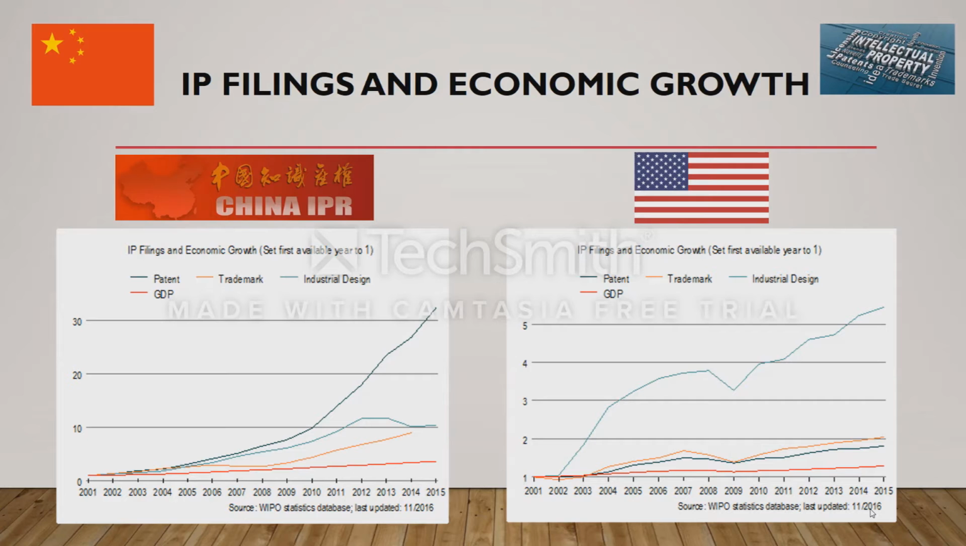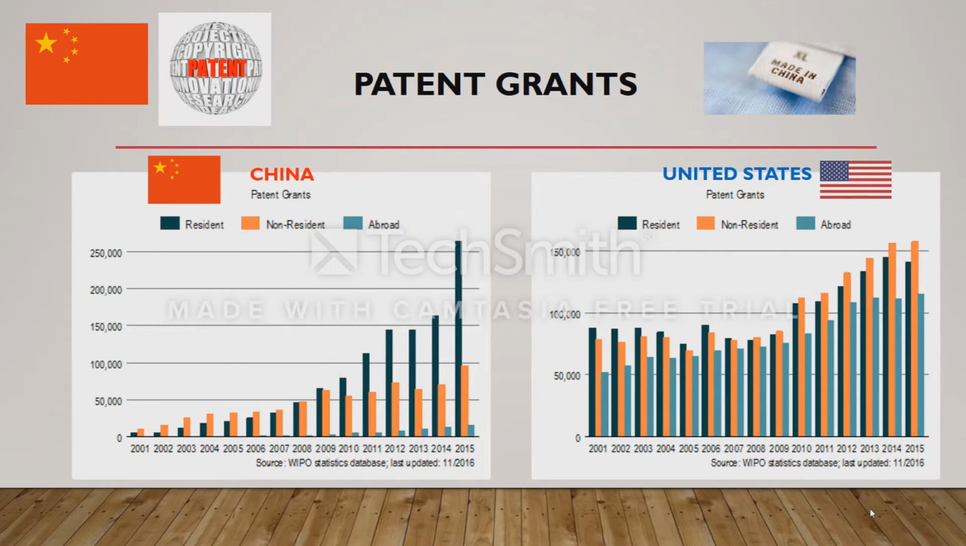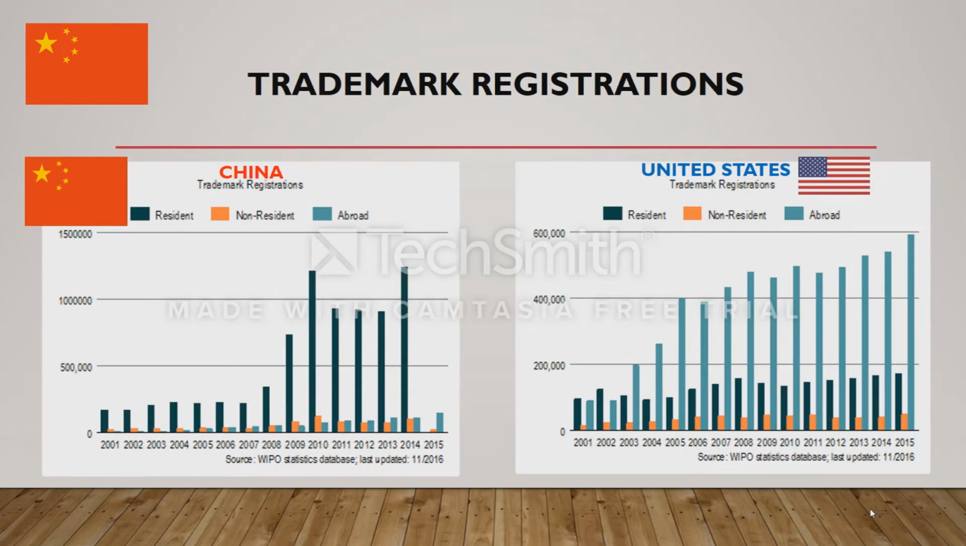Patents have significantly increased over the past 15 years in China, while in the United States, industrial design has seen increased growth over patents. Furthermore, resident patents have overtaken and surpassed non-resident patents in the last 10 years without a particular trend to industry, while in the United States, non-resident patent grants seem to outnumber resident patent grants at a steady rate. Trademark registrations have also increased, but still much more preferential to residents than non-residents.